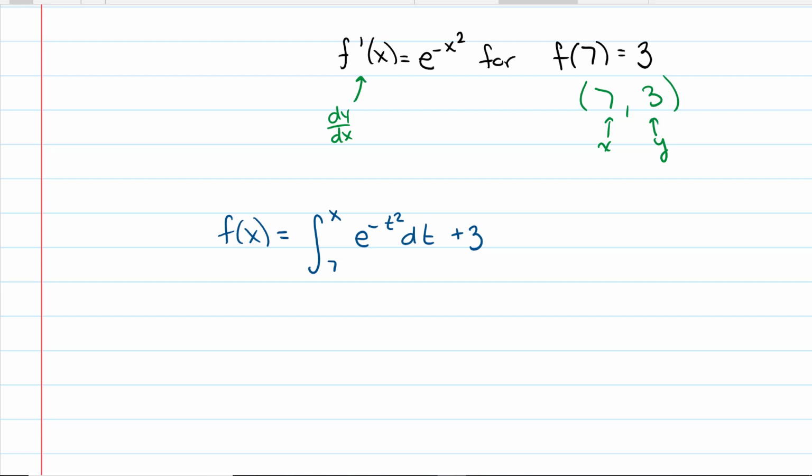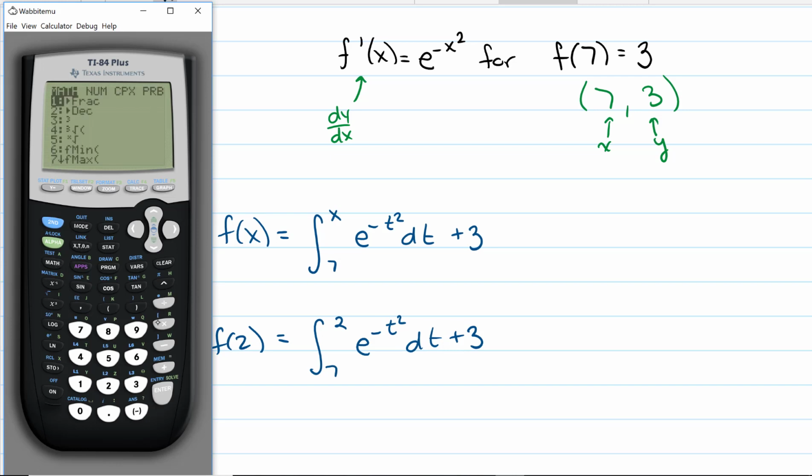Well, if we want to use a specific value of x, say 2, 3, 4, say we want to find what is f of 2. So if we want to find f of 2, all you would do is write the integral from 7 to 2, e to the negative t squared dt plus 3, and then plug that in the calculator.